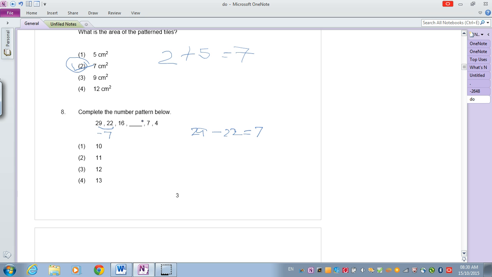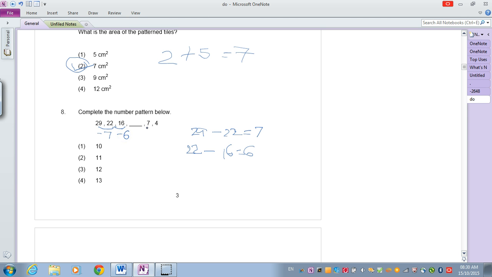Now you cannot just use one set of numbers and compare and say that, oh, the pattern is subtract by 7. You have to look at other numbers. Okay, so let's look at 22 and 16. What about 22 and 16? 22 minus 16, you realize that it will give you 6. Okay, so the number pattern is not of the same number. The first two numbers is minus 7, and the second and the third number is minus 6.